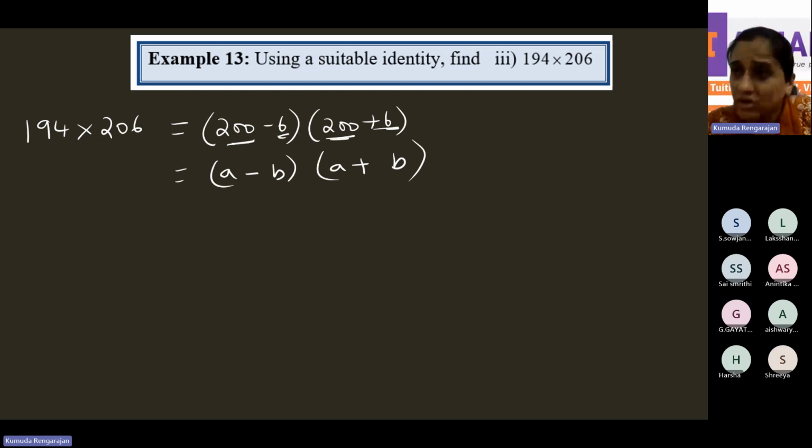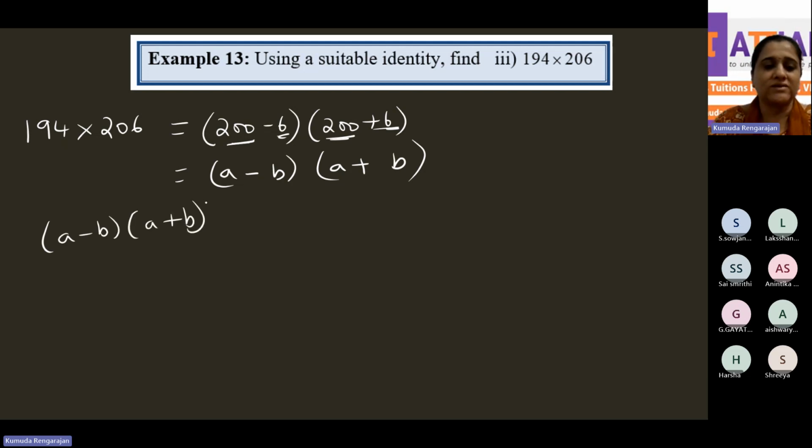The given question does not suit any identity. It looks like A into B, as some of you told me. It doesn't go with any identity. So you make it look like the LHS or the RHS of any identity. This part is understood. So when you compare, it looks like A minus B into A plus B. So now you can go ahead like this.